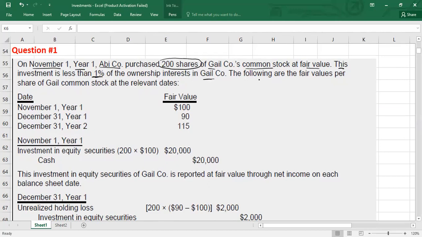Then they're telling you the following are the fair values per share of Gale company stocks at the relevant dates. This is your date of purchase, November 1, where the stock price was 100. Then you have 31st December year 1, which I'm assuming is the first year end. Your stock price is 90. And at 31st December year 2, your stock price is $115. So what entry will you pass here?